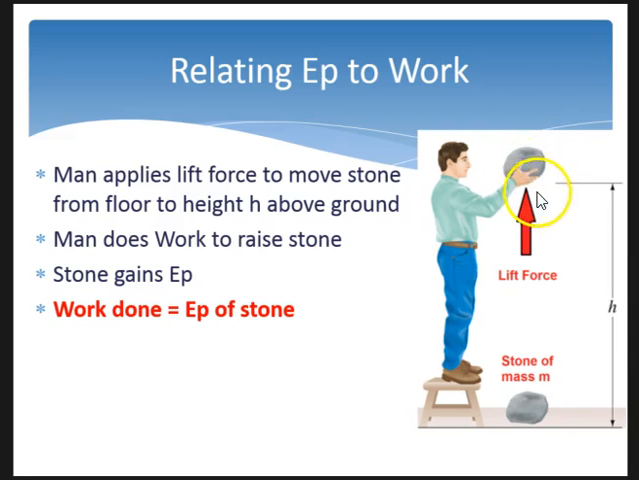In other words, when he does work to raise the rock, the stone itself gains GPE. Assuming that the work done by the person is 50 joules to lift the rock up to this height, what would be the gain in GPE of the rock? Well, if you are thinking 50 joules, then you are right. The amount of work done by this person is the same as the gain in the gravitational potential energy of the rock at this same position.